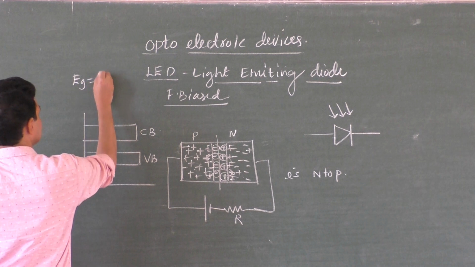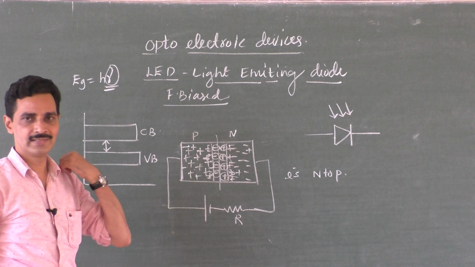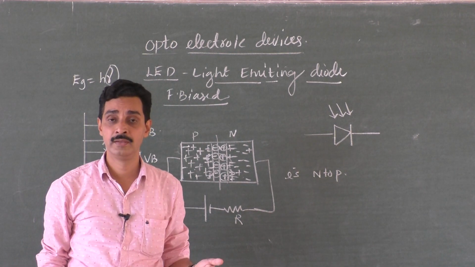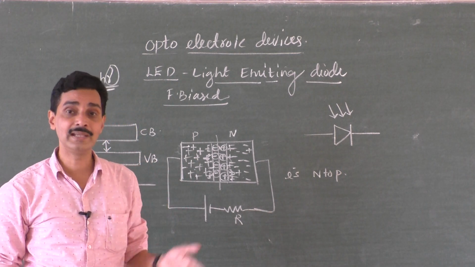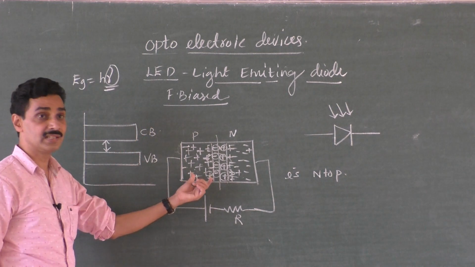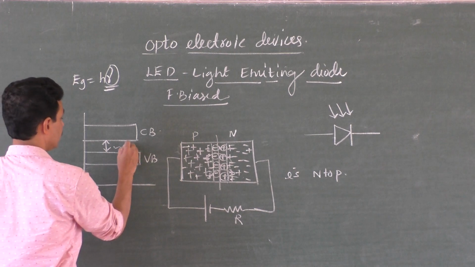If you take that energy gap and convert it into h nu, that radiation, of frequency nu, will be in the form of infrared radiation. What do you mean by infrared? Not visible. It is in the form of heat energy. That's why a diode gets heated during forward bias also. That is because of the release of energy in the form of heat.